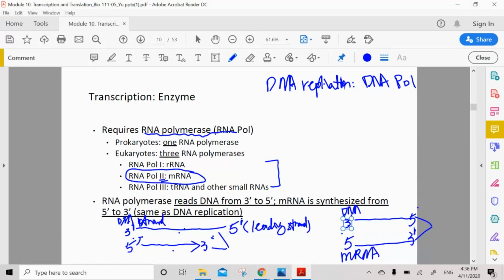Again, I'll ask you a very similar question to the one I asked for DNA replication. The RNA polymerase adds new nucleotides to which end? 5' end or 3' end? The answer is 3' end, right? Because the new strand grows from 5' to 3', so all the new nucleotides, all the raw materials, will be added on the 3' end.